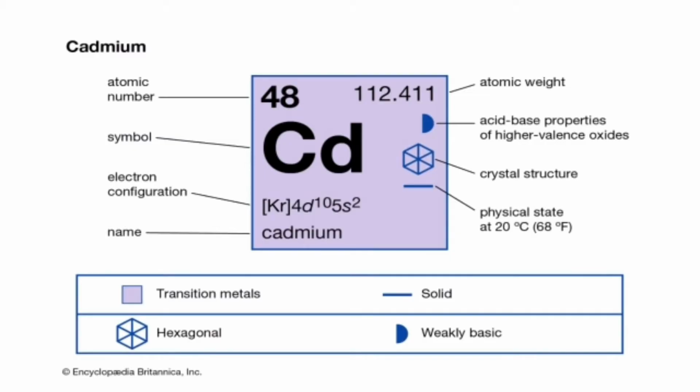The atomic number of cadmium is 48. The atomic weight is 112.4. The symbol of cadmium is Cd. The electron configuration is [Kr] 4d10 5s2. The crystal structure is hexagonal. Cadmium is solid at 20 degrees Celsius or 68 degrees Fahrenheit, and cadmium is a weakly basic element.